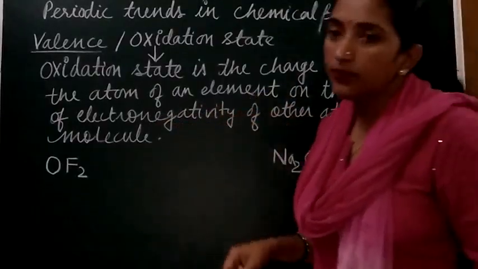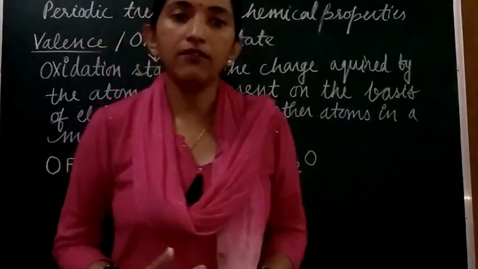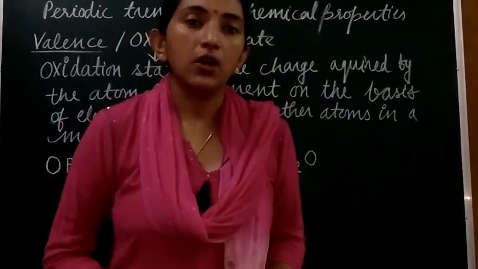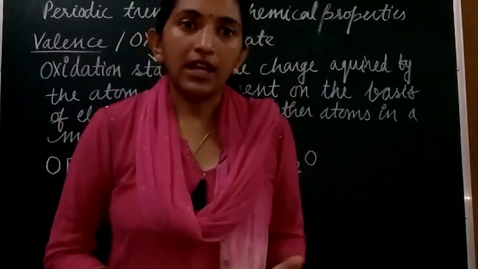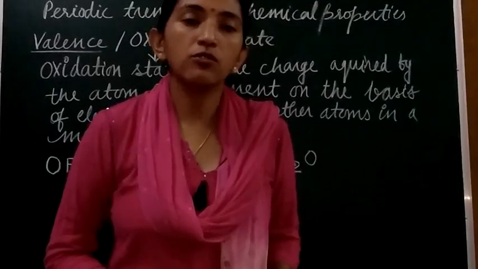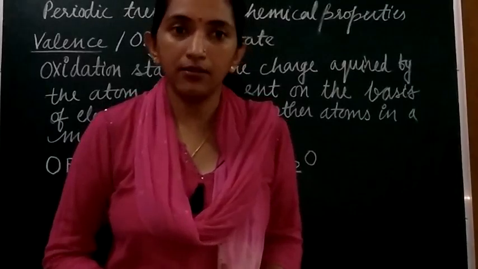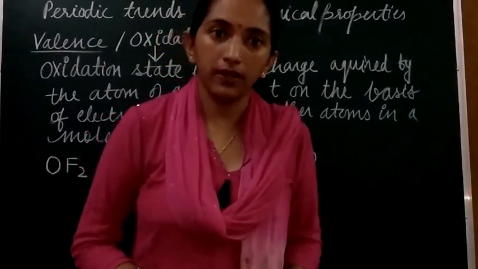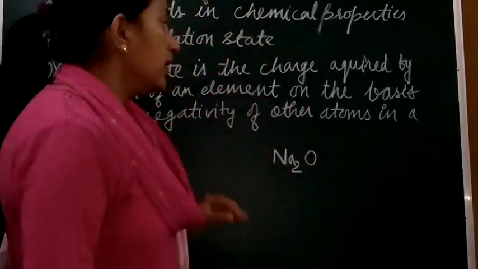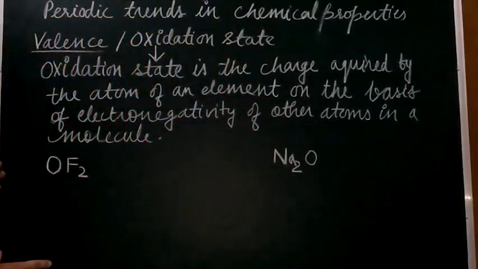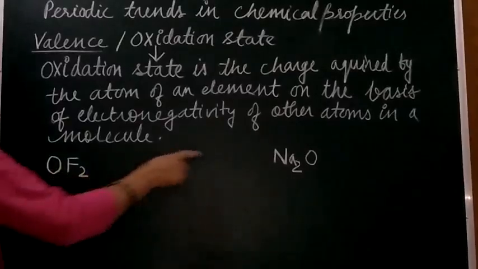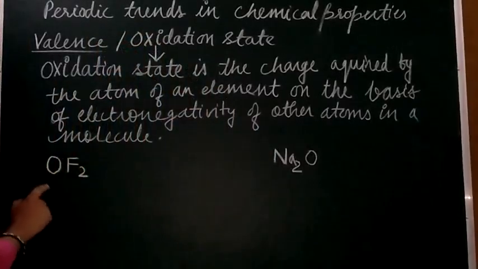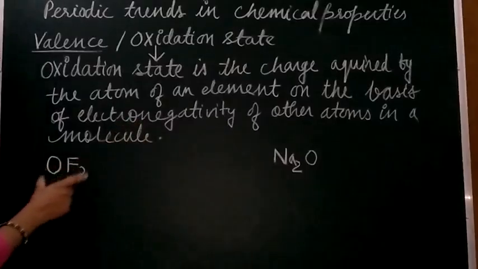in a molecule. That means in a compound, two or more atoms can be present, right? Now, in the molecule of that compound, what will be the charge acquired by the atom of an element with respect to the other element on the basis of electronegativity, right? So here we are going to consider the examples of OF2 and Na2O, just to understand the concept of oxidation state. We will take them one by one.